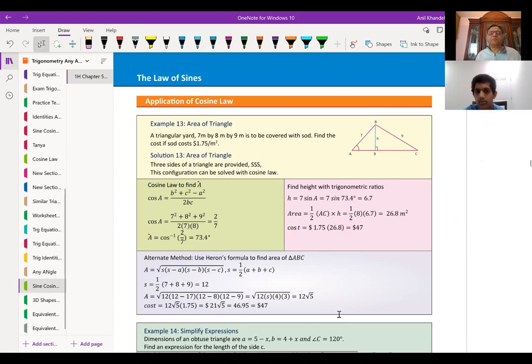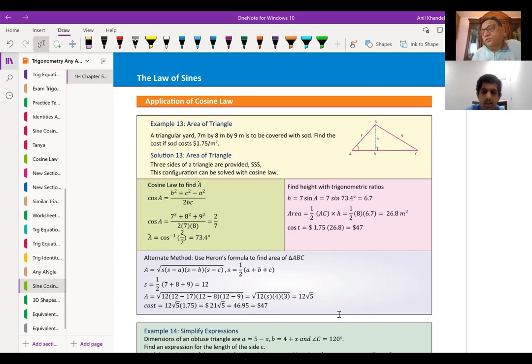Here's another example. Can you please read this particular question? A triangular yard, 7 meters by 8 meters by 9 meters, is to be covered with sod. Find the cost if sod costs $1.75 per meter squared. Very good question, seen in many examinations. So basically, we need to find the area of the triangle and multiply with the cost to get the total cost.